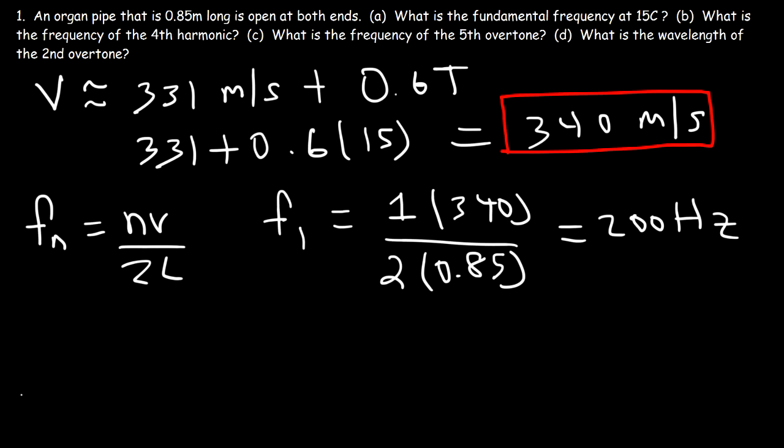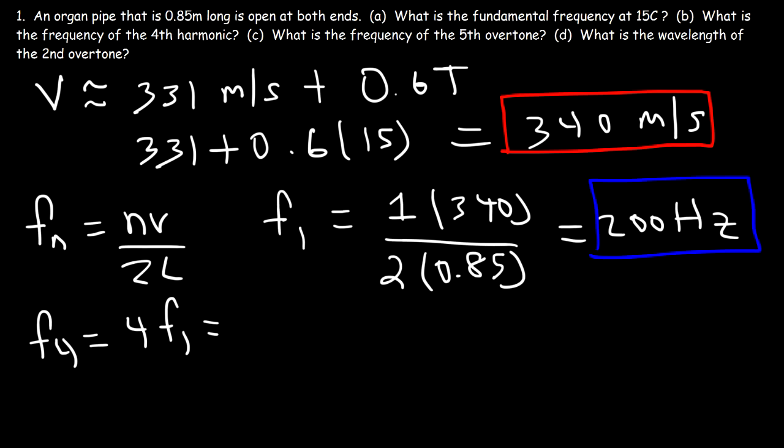So now that we have that, we can calculate the frequency of the fourth harmonic. So that's F4, which is simply 4 times F1. So it's 4 times the fundamental frequency, and 4 times 200 is 800 hertz. So that's the answer to part B.